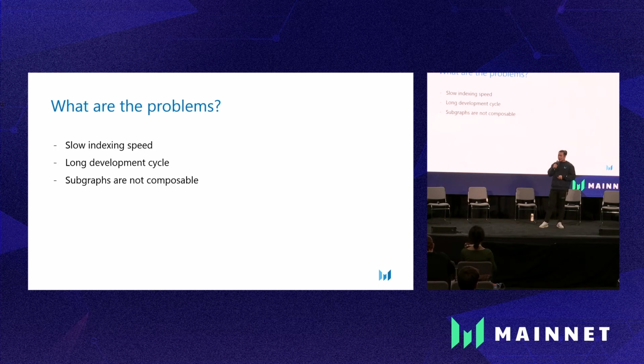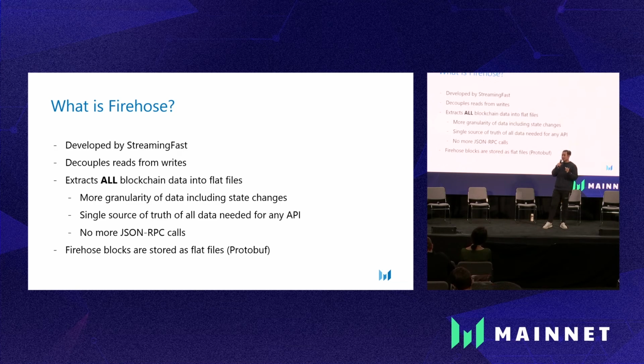So the graph has been working very hard in the past couple years to solve some of these problems. In particular, there's a solution called Firehose that has been developed by one of the core graph developers called StreamingFast. What Firehose does is extract all of the raw blockchain data from the blockchain clients into flat files, for example the protobuf files that you can easily access.